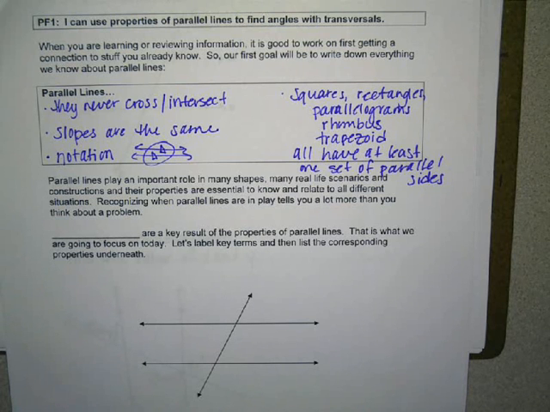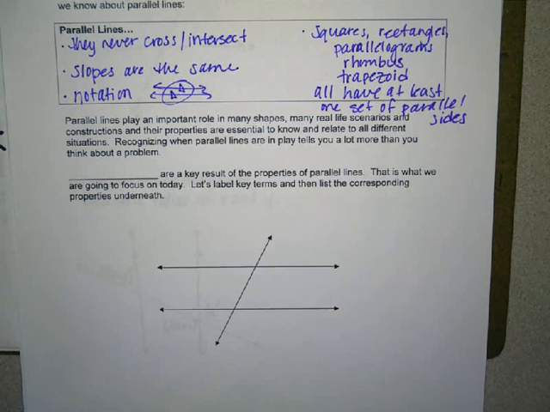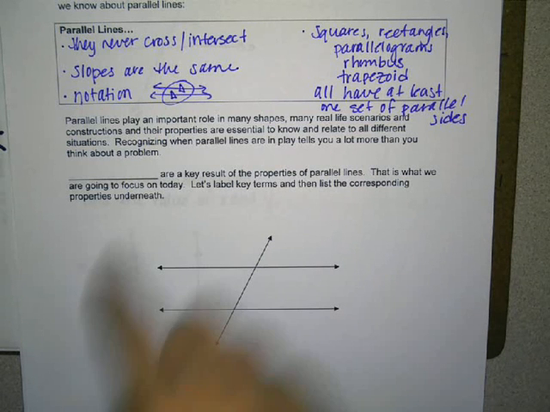Okay, so those are the real-life scenarios. In construction, their properties are essential to know and relate to all different situations. So if you work in construction or architecture or anything like that, parallel lines are all over the place and are a super important part of the actual architecture of the building. Recognizing when parallel lines are in play tells you a lot more than you think about a problem. Some of the problems that we're going to look at don't look like this, and they won't have marks, but recognizing, hey, these two lines are going to be parallel, tells you a lot more about the shape.